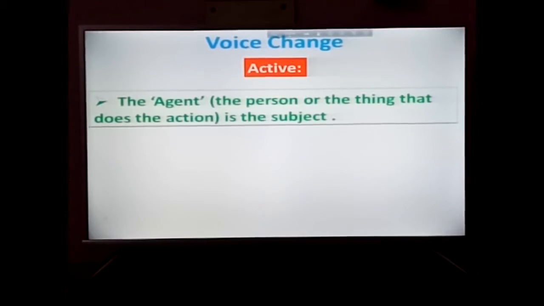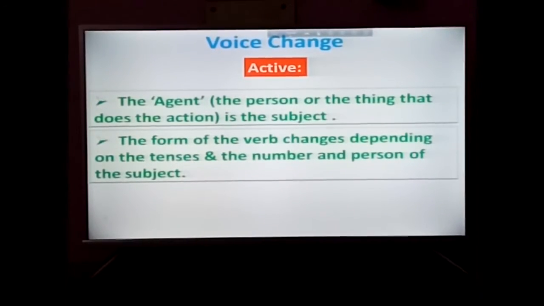The next characteristic of an active sentence is that the verb of an active sentence changes its form depending on the number and person of the subject and also on the tense it is used in. For example, if the tense is present indefinite tense and the subject is a third person singular number, the verb takes s, es or is with it. So you see, the verb of an active sentence changes its form depending on the number and person of the subject and also on the tense it is used in.